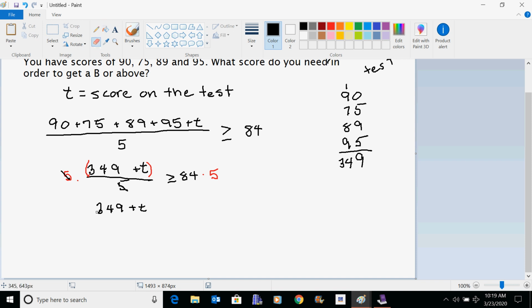Okay. All right, you have your eraser, I have my eraser here. So here's our good reason for working in pencil. Greater than or equal to, I need to take 5 times 84. 5 times 4, 20. 8 times 5, 40, so 42, 420. And then I need to subtract 349 from both sides.